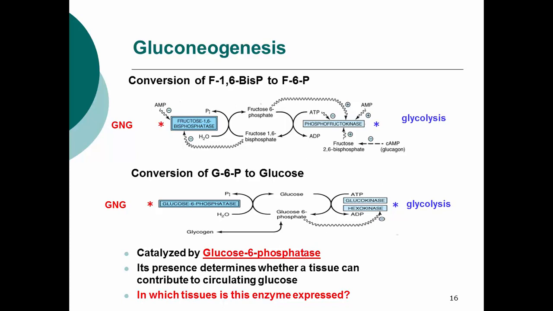But in the glycolytic pathway, fructose 6-phosphate is actually converted to fructose 1,6-bisphosphate, and this is the key enzyme in glycolysis, right? So they kind of pair, depending on which pathway and which direction the reaction will go. And again, this is the last reaction.